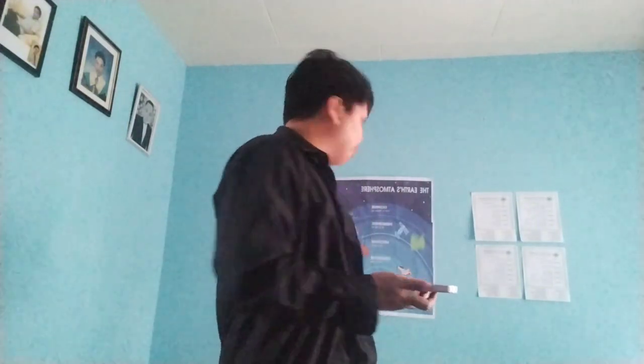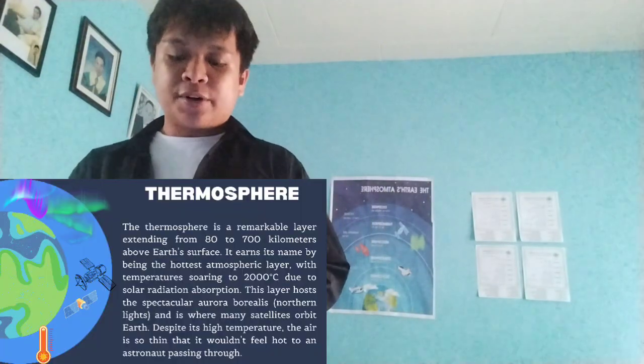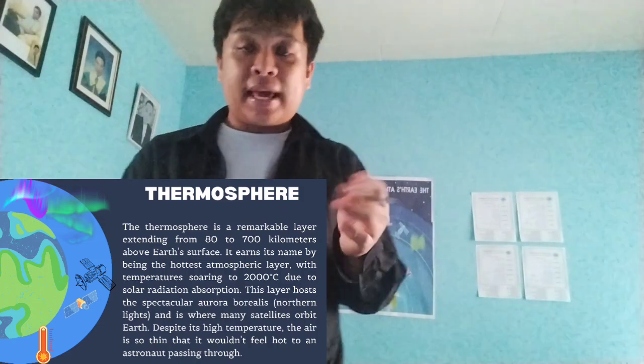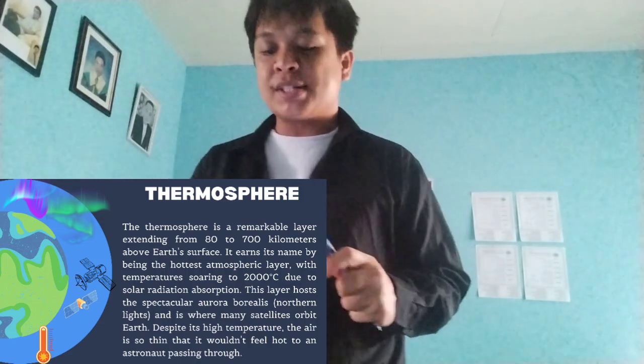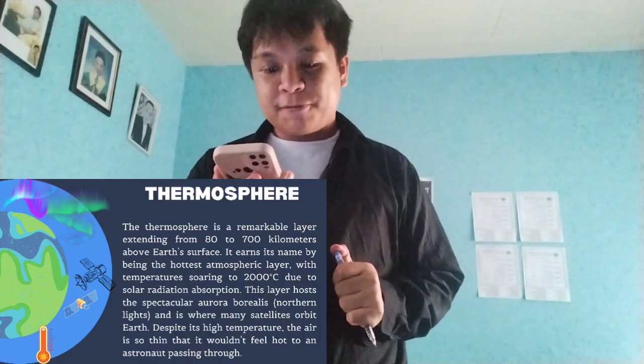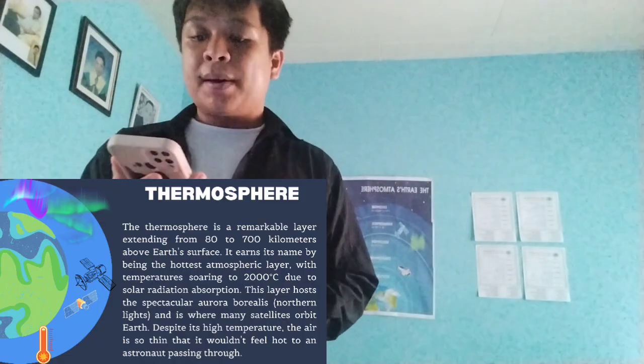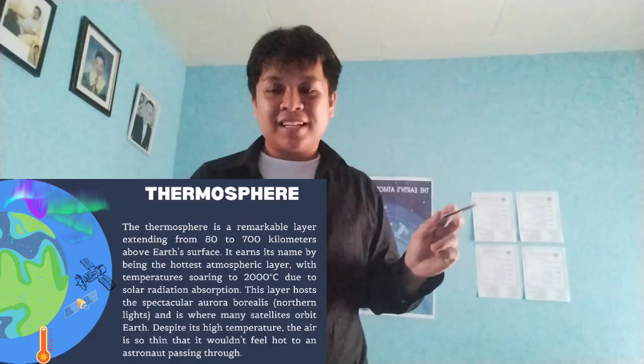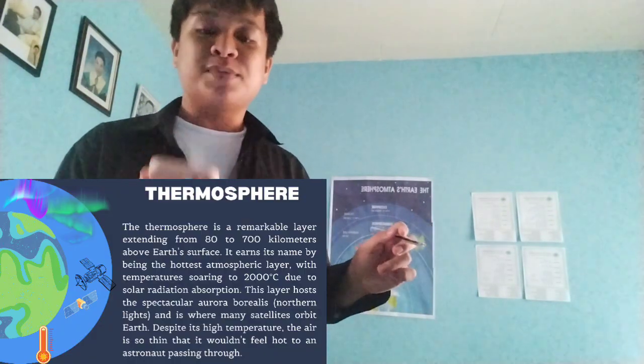cold and dry. And the next part of the layers of the atmosphere is what we call the thermosphere. So in contrast to the mesosphere, the thermosphere is considered the hottest part of the atmosphere. The thermosphere is a remarkable layer expanding from 80 to 700 kilometers above Earth's surface. It earns its name by being the hottest atmospheric layer, with temperature soaring up to 2000 degrees Celsius due to solar radiation absorption.